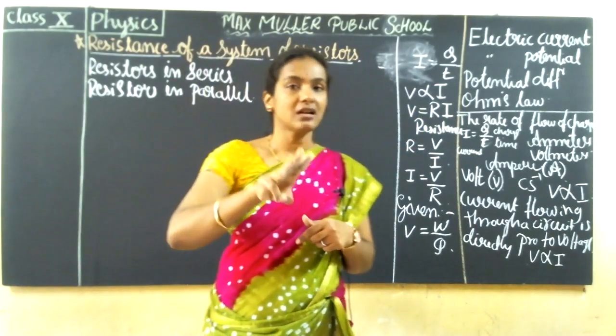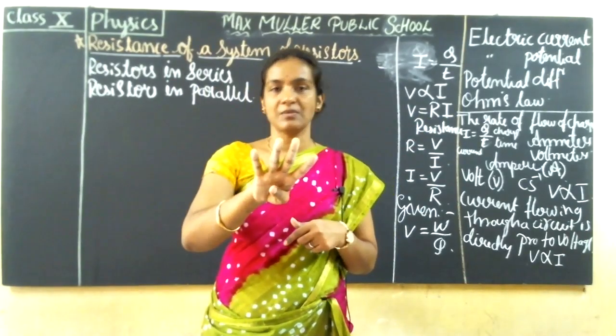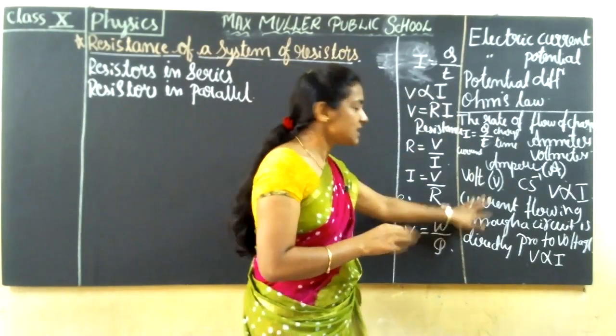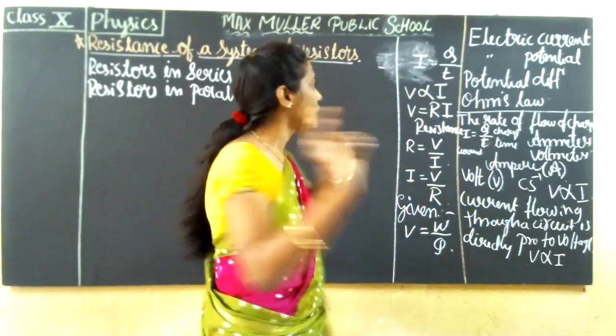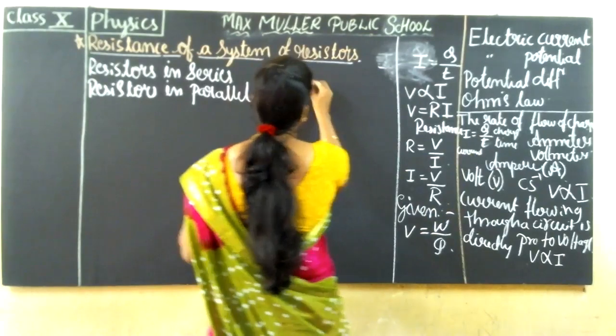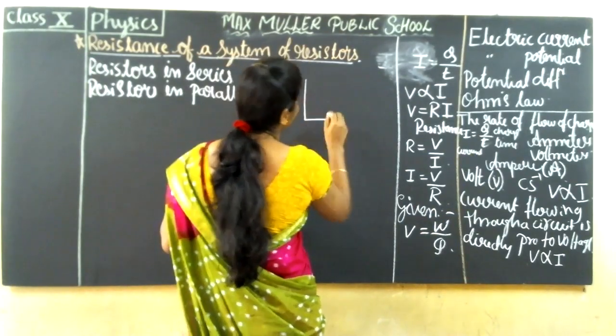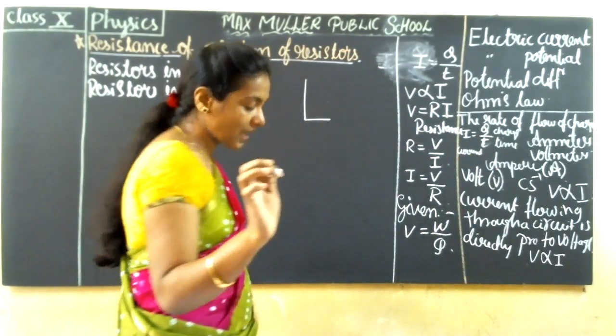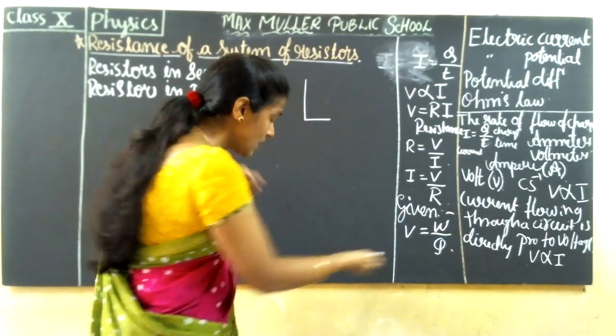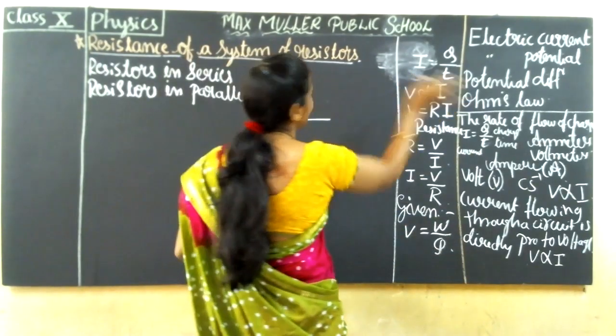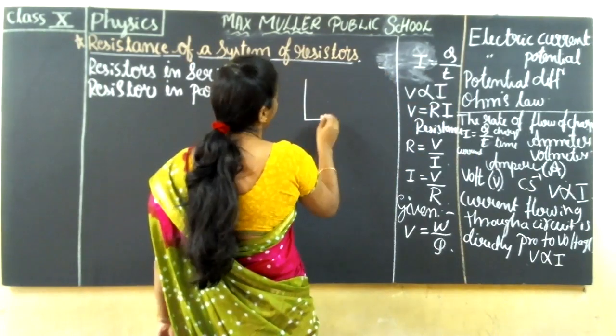Clear? After the third concept, the fourth concept comes here. See, while explaining this, I have drawn the circuit diagrams also. This is a circuit diagram, a very simple circuit diagram. I have taken only the particular things necessary for what I was explaining.